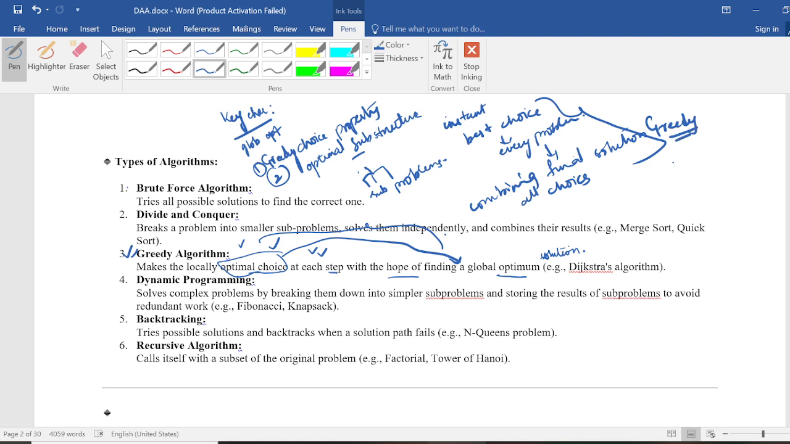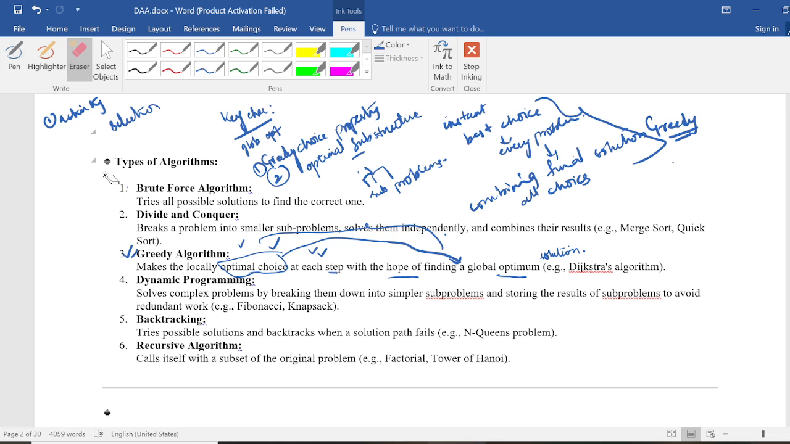So what are the examples? Famous examples of greedy algorithm are the activity selection problem, and second is the fractional knapsack problem. Third is Prim's and Kruskal's algorithm, etc. These are the famous examples.